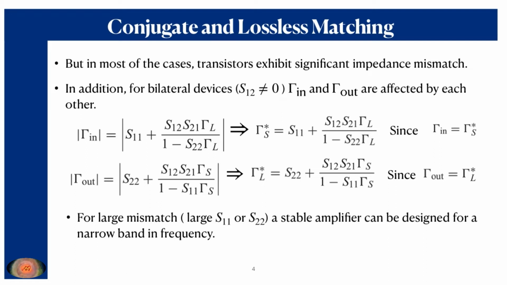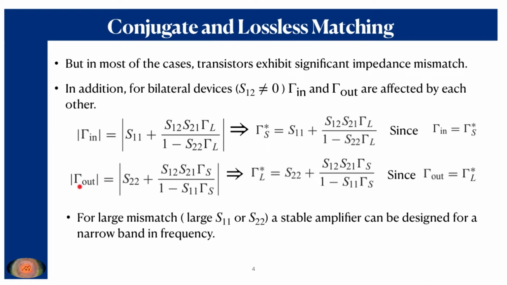In addition to that, for a bilateral device, which is characterized as S12 equals 0, that means the excitation is at port 2 and the observation is done from port 1. For such devices, gamma in, that means the reflection or losses at the input side, and the losses at the output side are related with each other. You can see this expression over here. This is the gamma in, which is related with the gamma L. Such an expression I have already derived in my previous lecture.